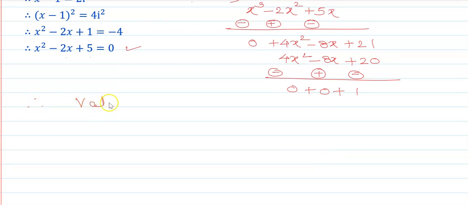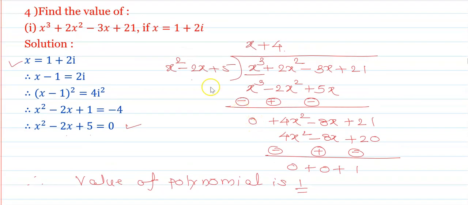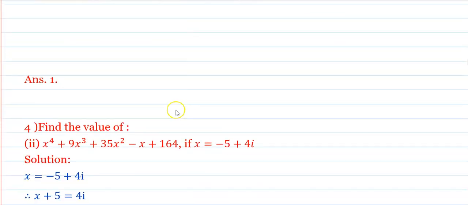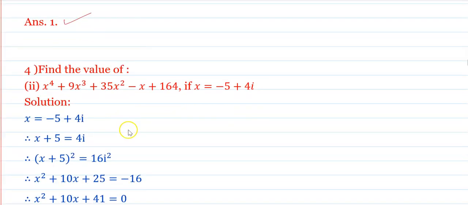Value of polynomial is 1. Okay, and therefore this is the answer. Now the next.